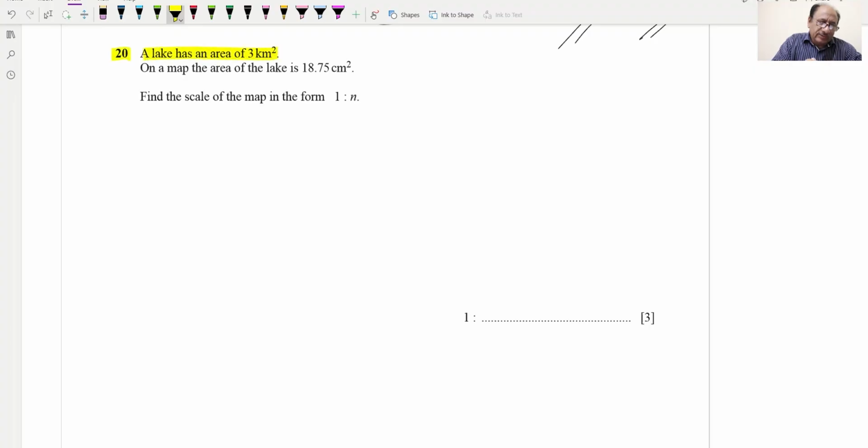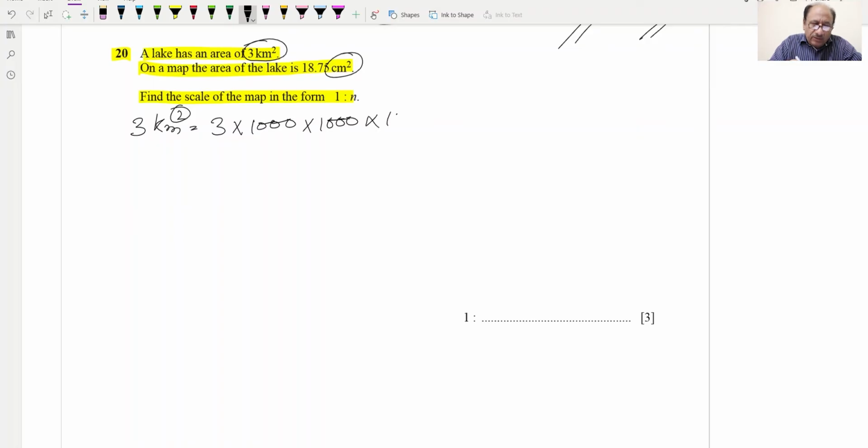Question number 20. A lake has an area of 3 kilometers squared. On a map the area of the lake is 18.75 centimeters squared. Find the scale of the map in the form 1 is to n. For this one we can convert: this is kilometers squared and this is centimeters squared, so we'll convert 3 kilometers squared into centimeters squared. This will be 3 multiplied by 1000 twice to convert into meters, and then from meters to centimeters, 100 twice. Now it is converted into centimeters squared.